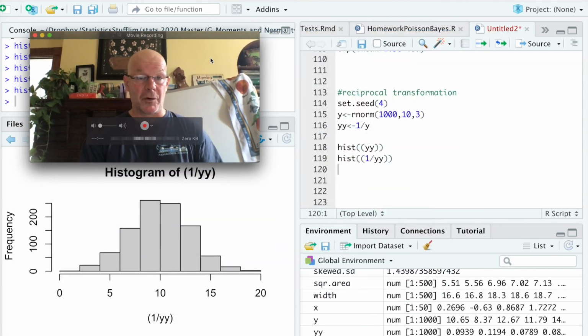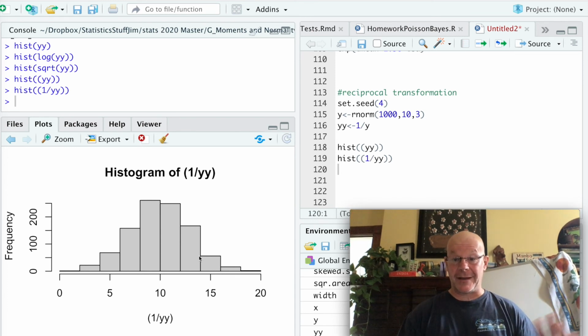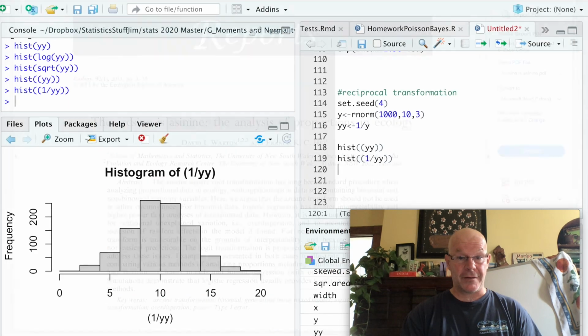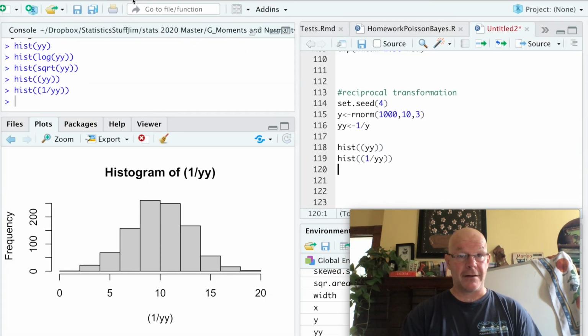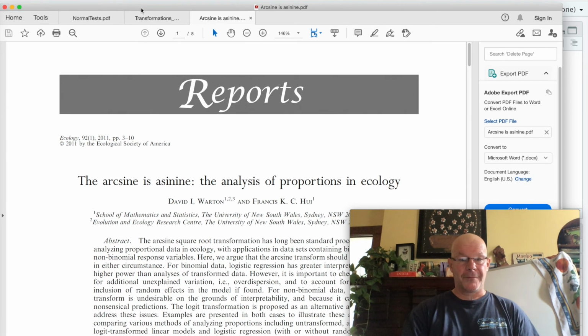When dealing with proportional data, there's alternatives, but to give you an idea that it's not just me that doesn't like the arcsine square root transformation, here is a paper that was published in Ecology in 2011. I gotta find it now. Where did I put that? Where'd it go? There it is. And you can see that the title doesn't really pull any punches. It says the arcsine is asinine, the analysis of proportions in ecology.